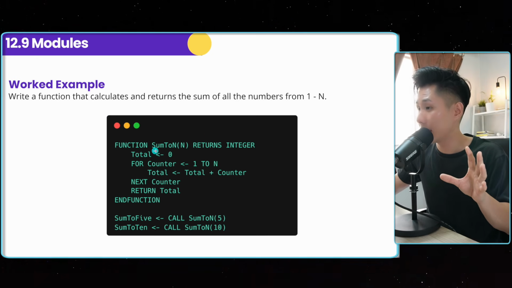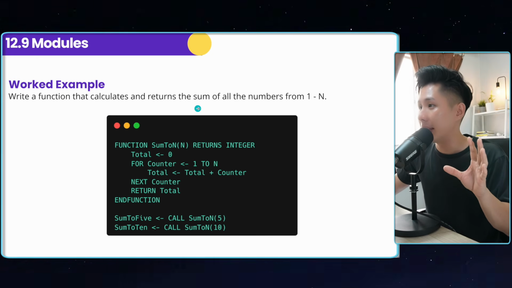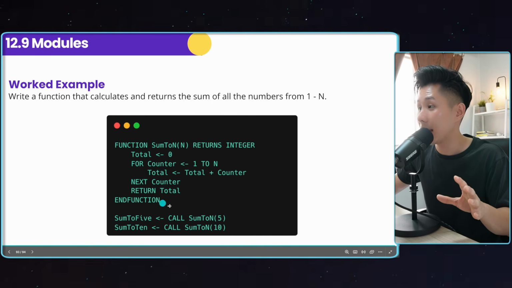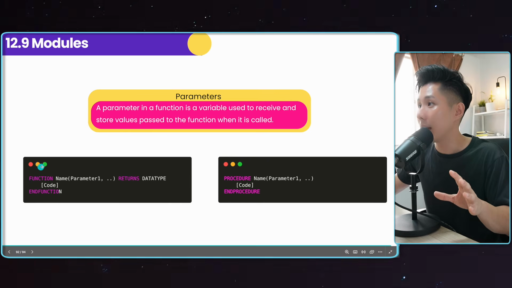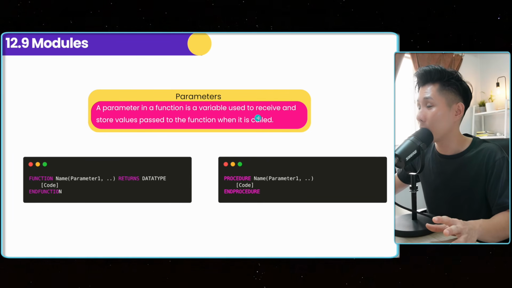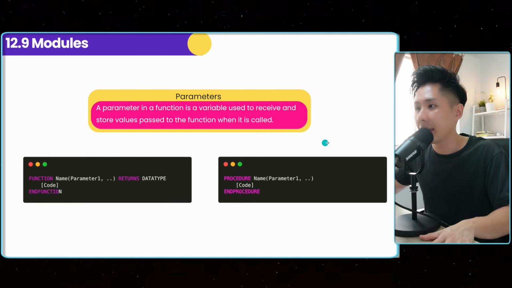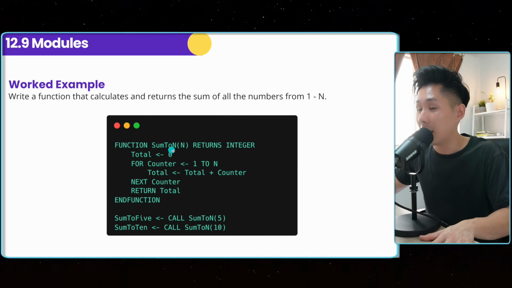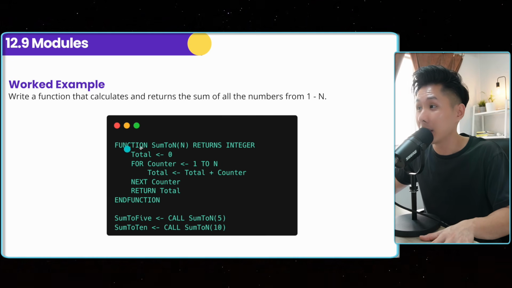What I mean, I've had an example here. Look, if I want to write a function that calculates and returns the sum of all numbers from 1 to n, this is the function that I can write. And before that, you need to know what a parameter is. So a parameter in a function is a variable used to receive and store a value passed to the function when it's called. Meaning you can pass in a value, for example, to the sum to n function. I can pass a value n into the function to let the function know what the value of n is.